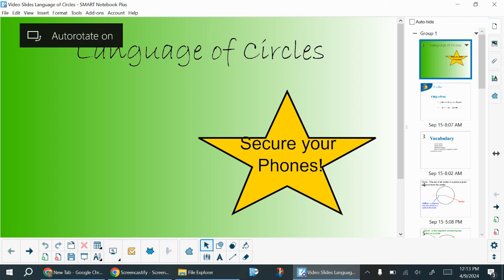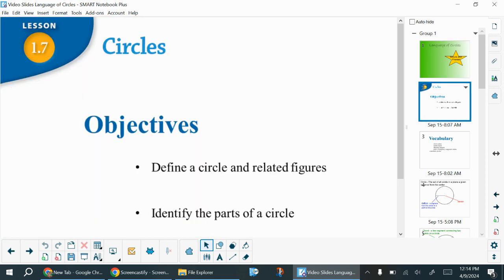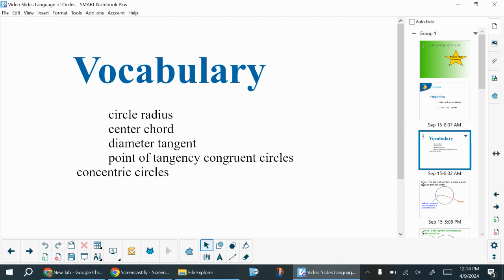This video is going to cover some of the vocabulary and language that we're going to use when we're talking about circles. One of the biggest things here is making sure that when we're all talking to each other about the things we're learning about circles, we understand what we're saying. So today we're going to cover those vocabulary words, and some of those are going to be the big ones, right? So circle, radius, center, chord, diameter, tangent, things like that.